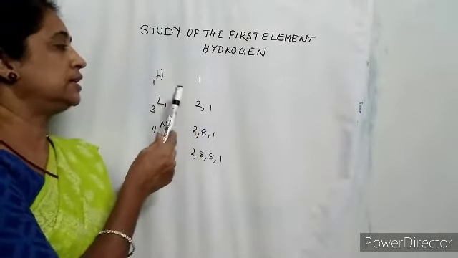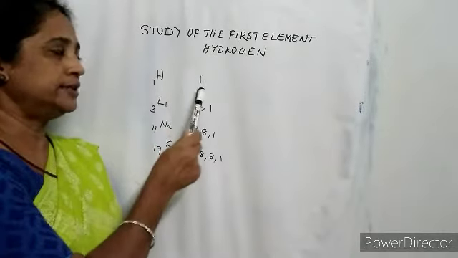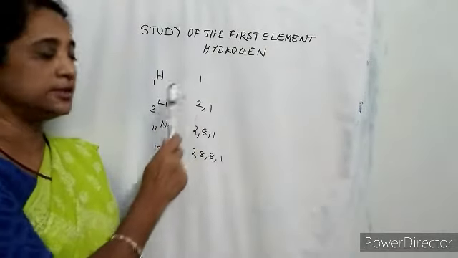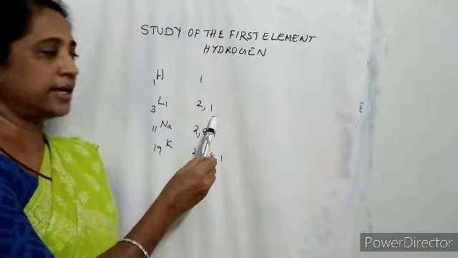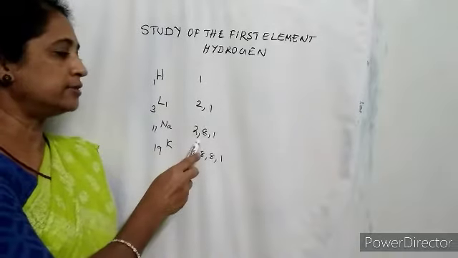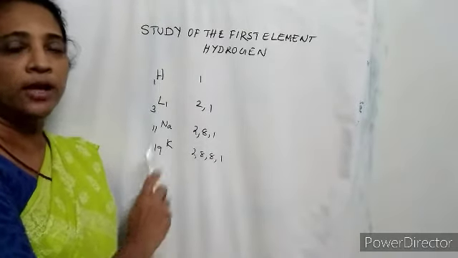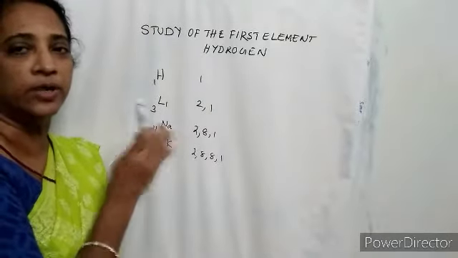Now let us write the electronic configuration of elements in group 1. Hydrogen, atomic number 1, electronic configuration is 1. Lithium: first shell 2 electrons, second shell 1 electron. Then sodium with atomic number 11, electronic configuration is 2,8,1. Potassium, atomic number 19, its electronic configuration is 2,8,8,1.